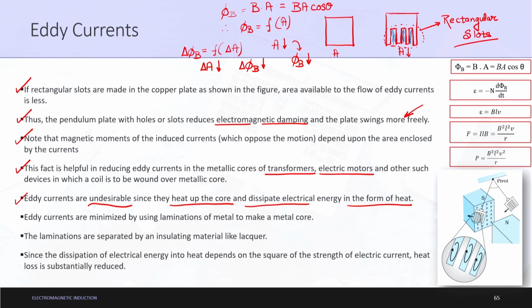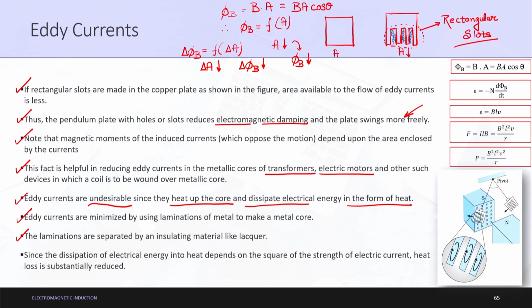Moving on to the next point, eddy currents are minimized by using laminations of metals to make a metallic core. Sometimes laminations are used to reduce eddy currents. The laminations are separated by insulating material like lacquer. This is just an information part.